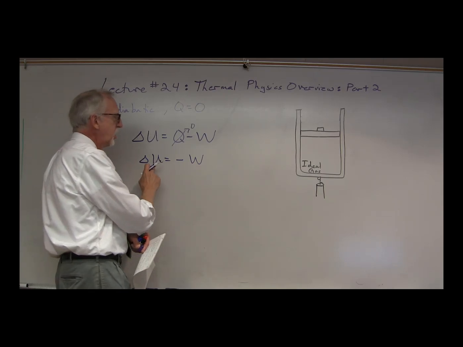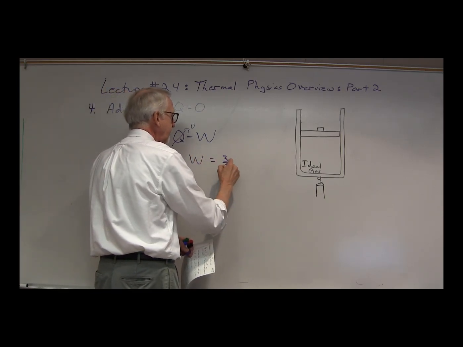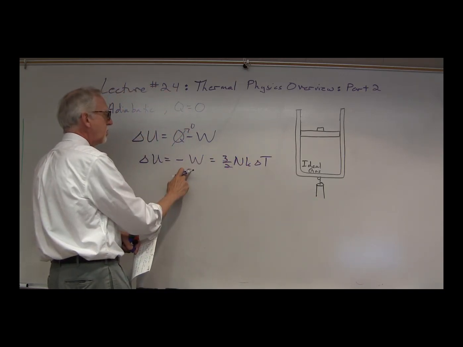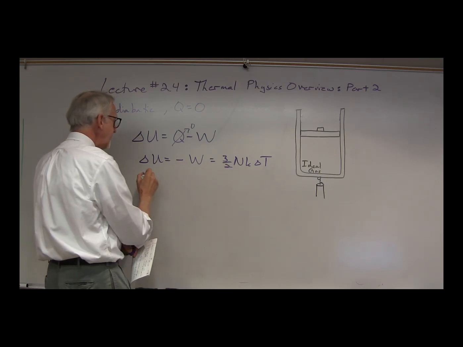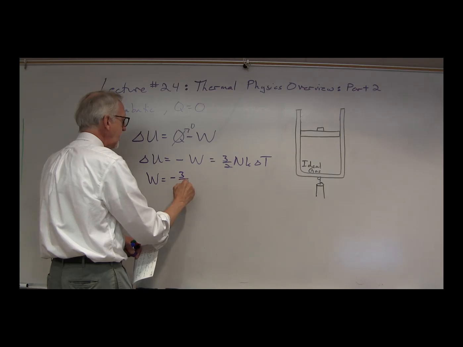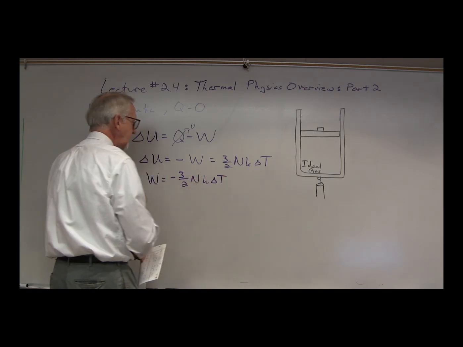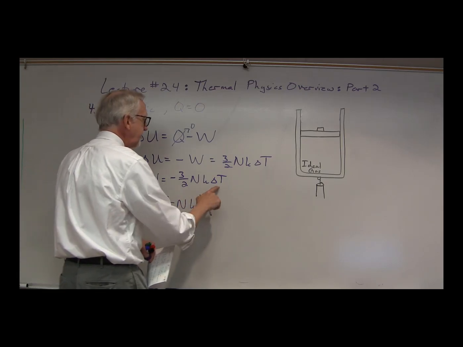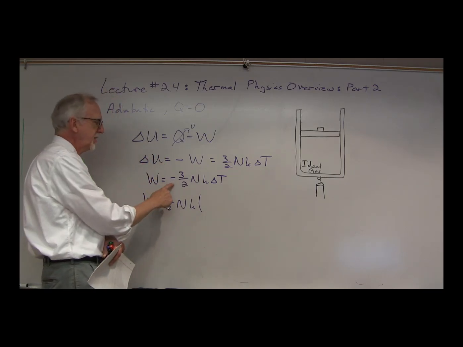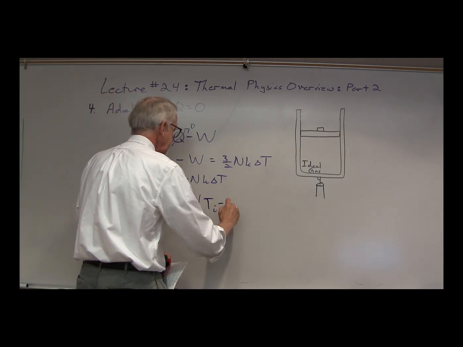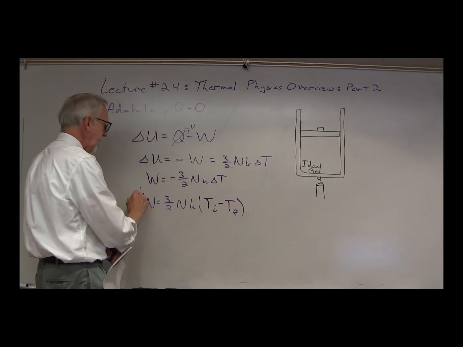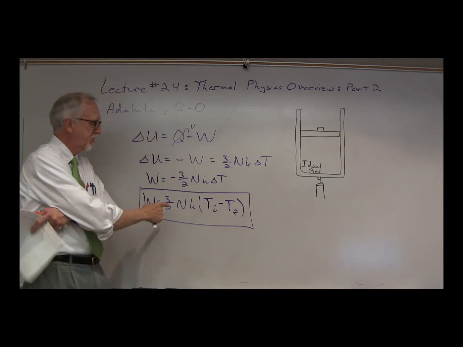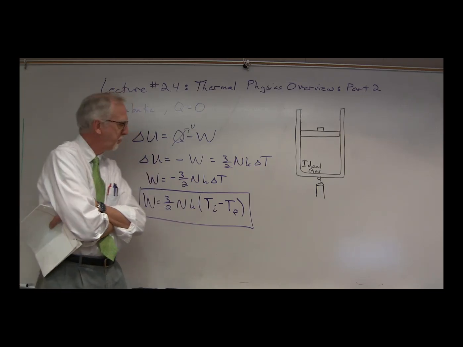But delta U, we know, is equal to 3/2 NK delta T, this is for the ideal gas. So if minus W is equal to that, then we know that the work done is negative 3/2 NK delta T, or the work done is 3/2 NK times T initial minus T final, since delta T is T final minus T initial, and the negative of that will be T initial minus T final. And there we have a very simple result for the work done. The work done by the gas is directly related to the change in the temperature of the gas.